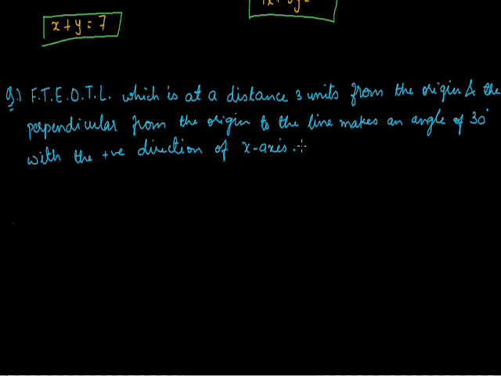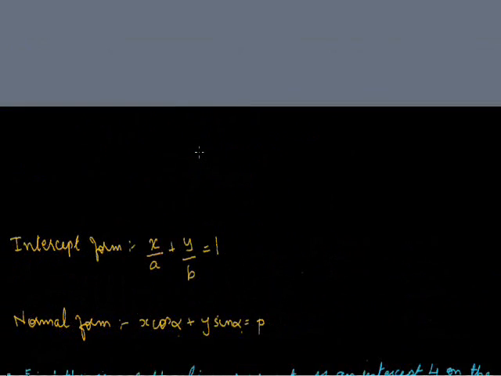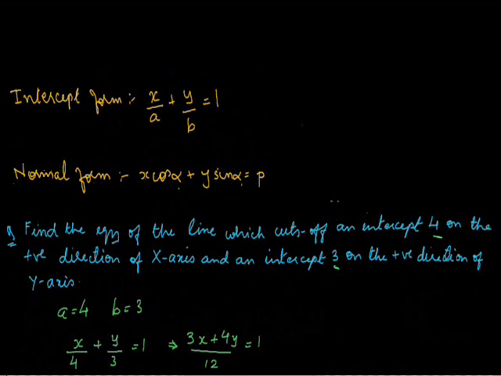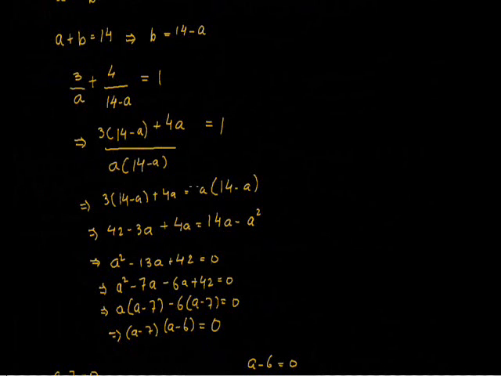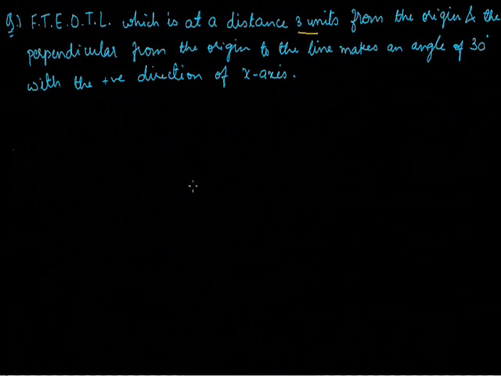So friends, we are provided that our required line, of which we need to find the equation, is at a distance of 3 units from the origin, and this perpendicular makes an angle of 30 degrees with the positive direction of x-axis. So we had seen at the start of this lecture that the normal form is x cos alpha plus y sin alpha is equal to p, the equation of the line for which the perpendicular is p, and that perpendicular makes an angle of alpha degrees with respect to the positive direction of x-axis.